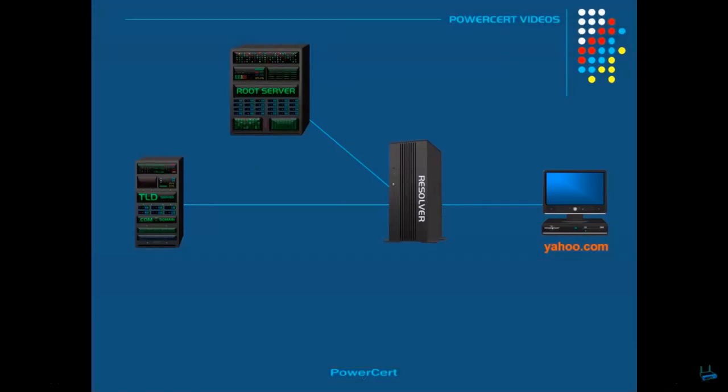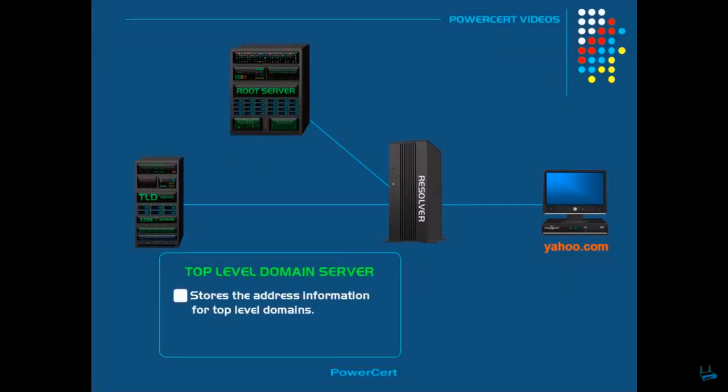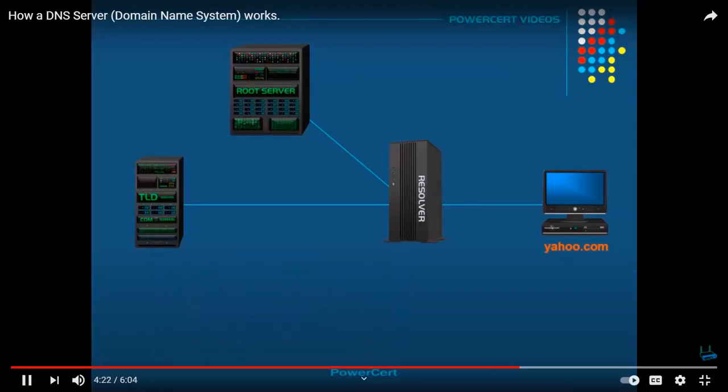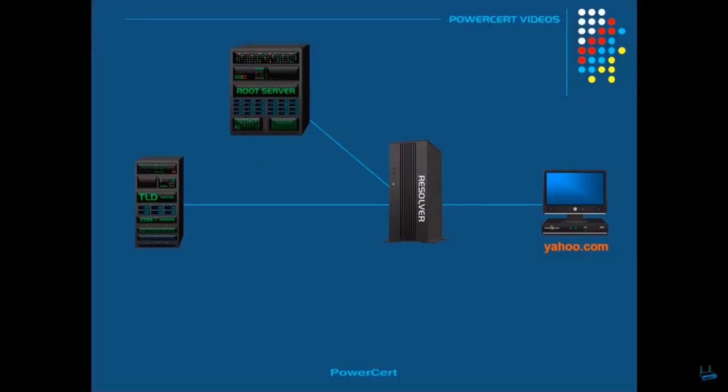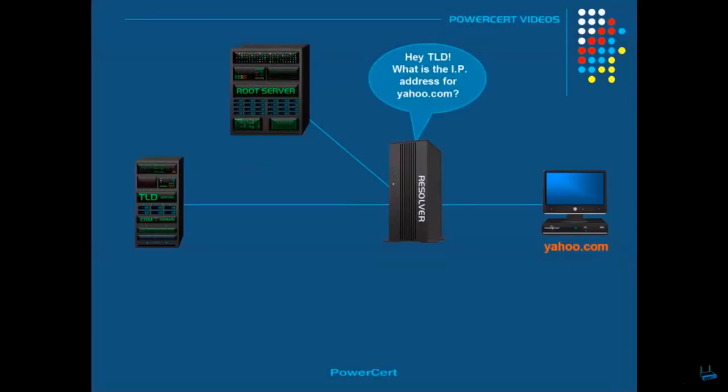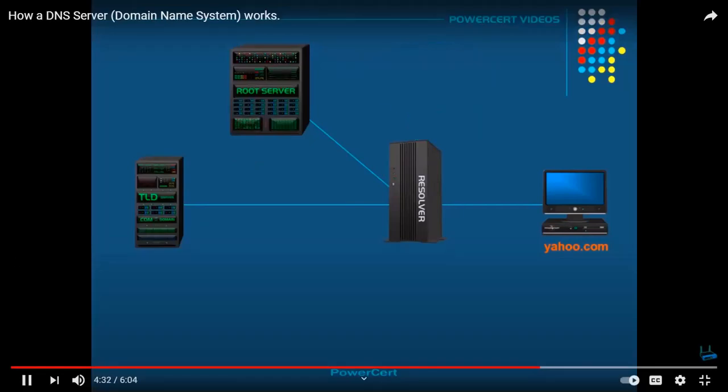The top level domain server stores the address information for top level domains such as .com, .net, .org, and so on. This particular TLD server manages the .com domain, which yahoo.com is a part of. So when a TLD server receives a query for the IP address for yahoo.com, the TLD server is not going to know what the IP address is for yahoo.com. So the TLD will direct the resolver to the next and final level, which are the authoritative name servers.